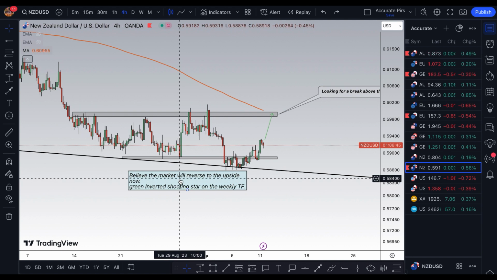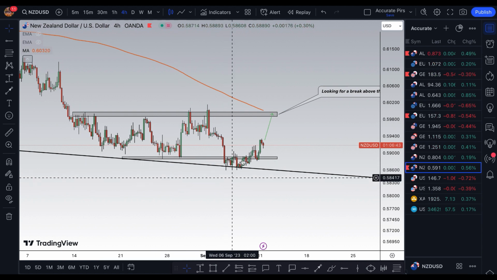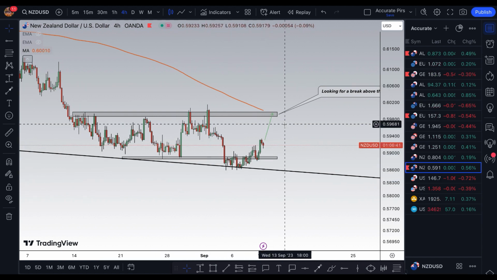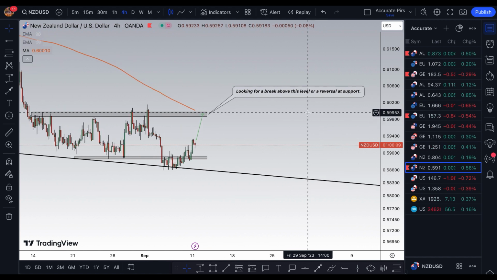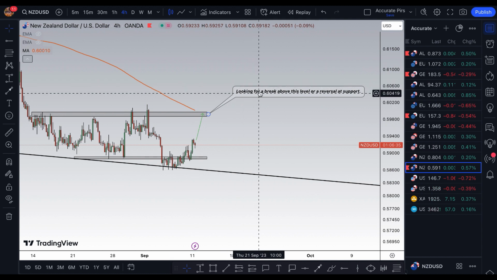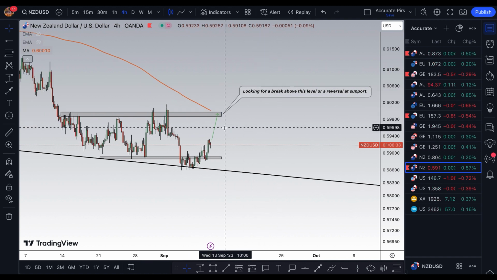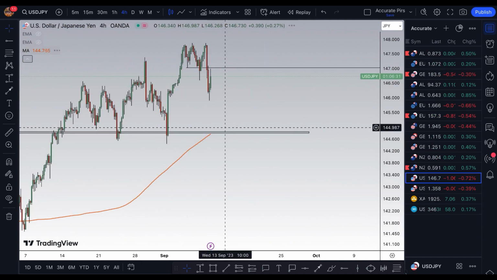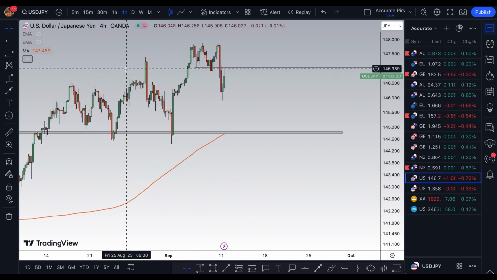To the upside now. Yep, like I said, it was going to reverse to the upside, which it is doing now. But also, we're going to look for a break above this level or a reversal pattern at this support level, like I've highlighted here. So NZD USD is a waiting game. Let's move on to USD JPY.